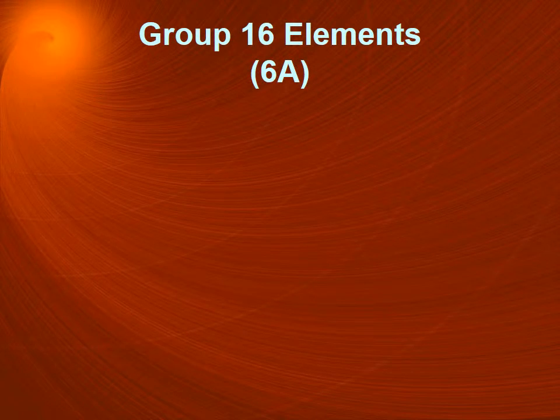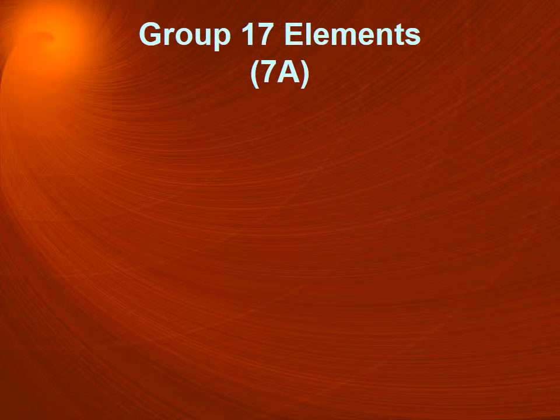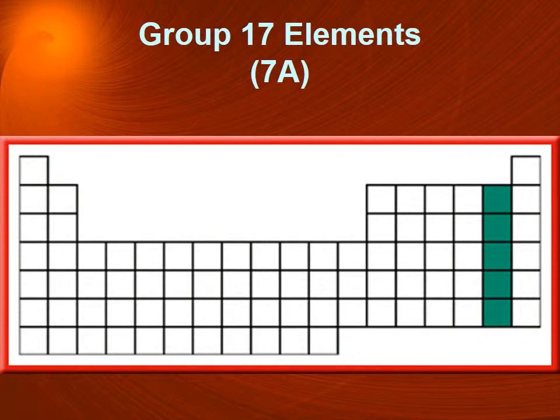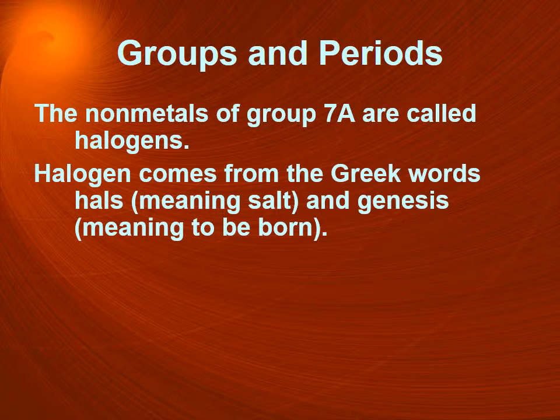Group 6A. Group 7A. Group 7A is called the halogens. They are for the most part gases. Halogen comes from the Greek words halos, meaning salt, and genesis, meaning to be born. Or when they combine with the alkali metals, they form a salt.